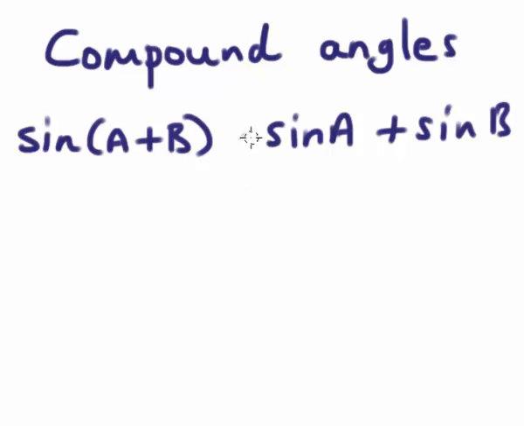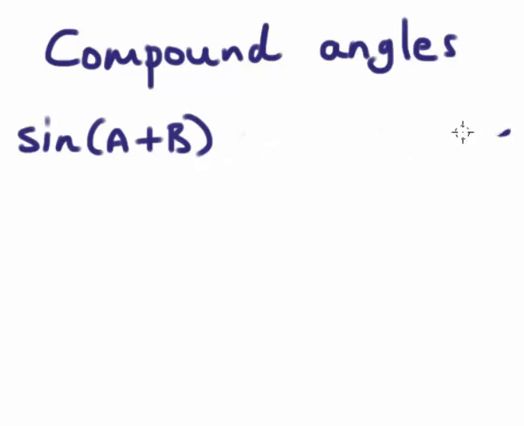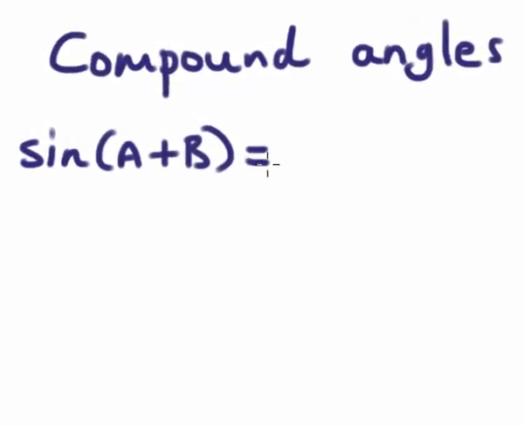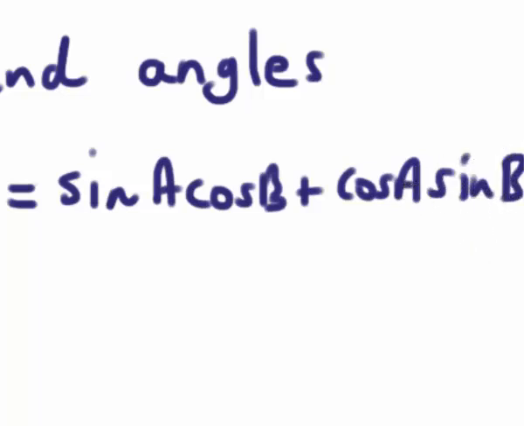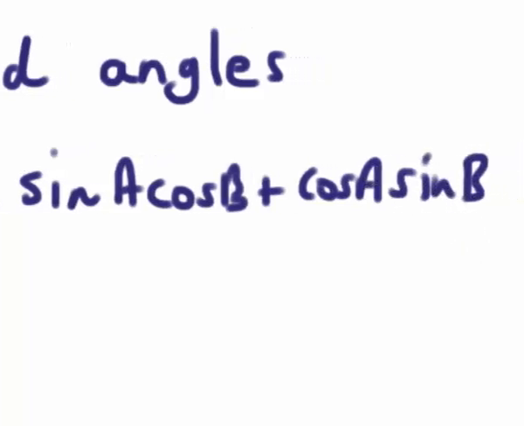So the question is, and mathematicians did a bit of research and they came up with some amazing formulas, and they discovered that the sine of A plus B is actually, and they give this to you, you don't have to learn it, the sine of A multiplied by the cos of B, plus the cos of A multiplied by the sine of B. Okay, so that's what we call a compound angle.